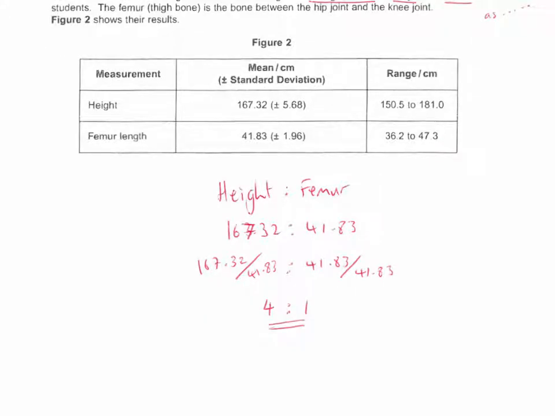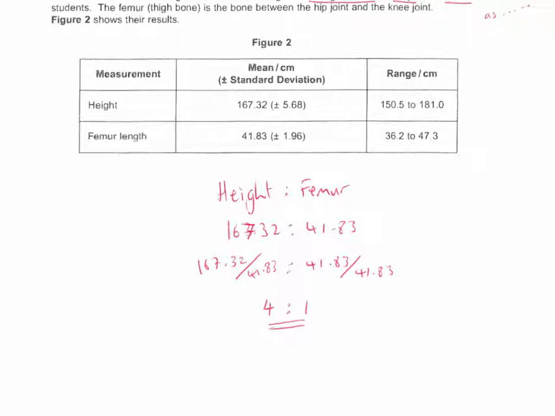Then looking at the data, you can see that with height, we've got a standard deviation and a range, and the same for femur length. The first question asks, calculate the ratio of height to femur length. In biology, we always do it to 1 at the end. So 167.32 to 41.83. We want to get it to 1 on this side, so we divide both sides by 41.83, and it gives a 4 to 1 ratio. So the height is 4 times more than the femur length.